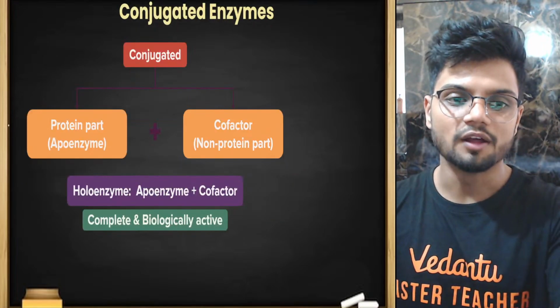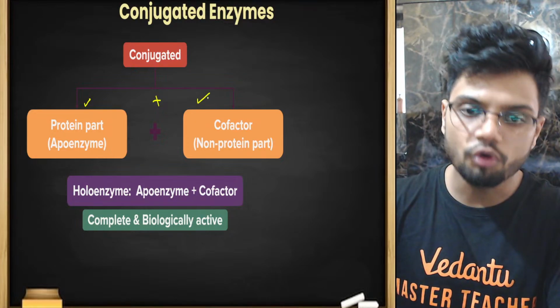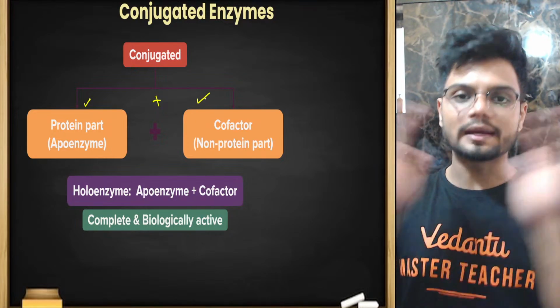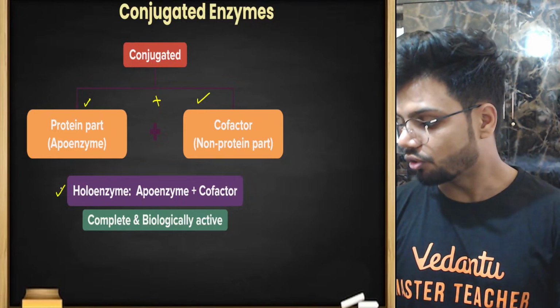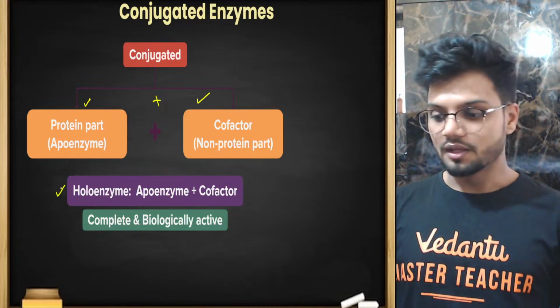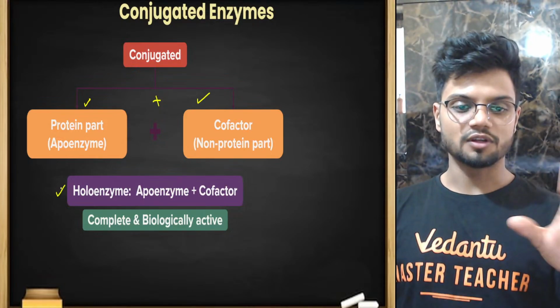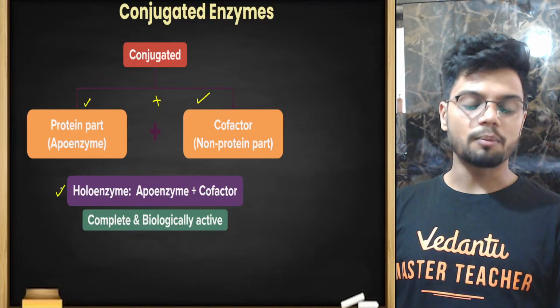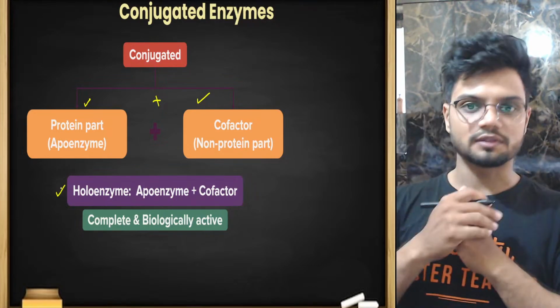Once you add apoenzyme plus cofactor together, we get the holoenzyme. And the holoenzyme can function really well. If we have only apoenzyme, it cannot work. It is biologically inactive. The apoenzyme will only work when it has a cofactor with it.